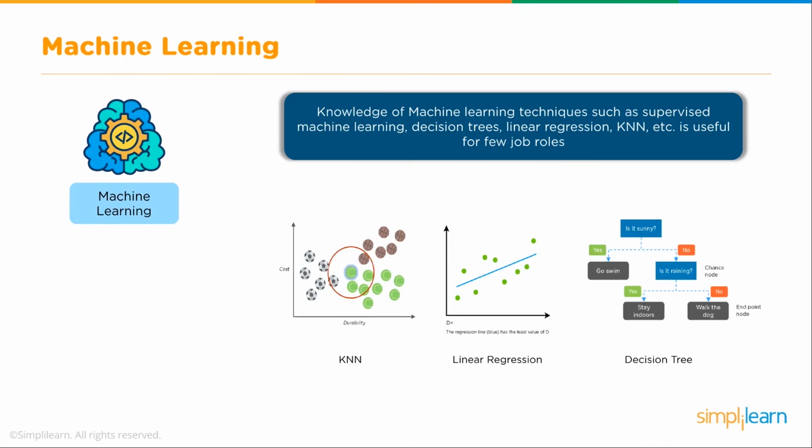Knowledge of machine learning techniques such as supervised machine learning, decision trees, linear regression, KNN, etc. is useful for a few job roles. This is kind of interesting because sometimes that's the center of the job role of a data scientist, and sometimes you just have to be able to apply the programming skills to get the answer and let somebody else fine-tune your machine learning techniques. So it really depends on what it is you're working with.